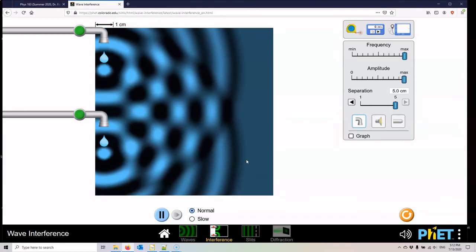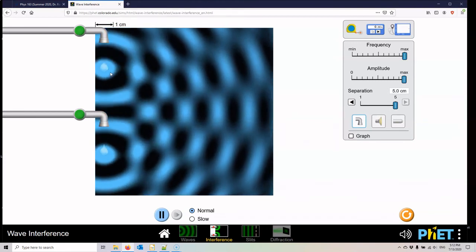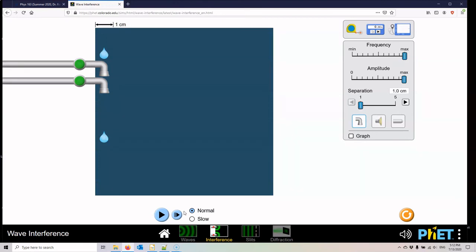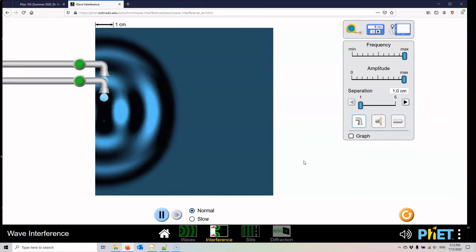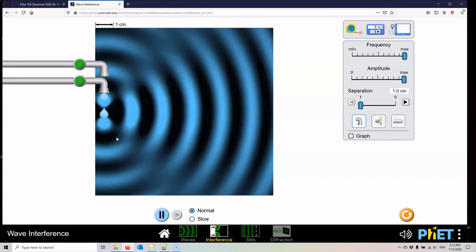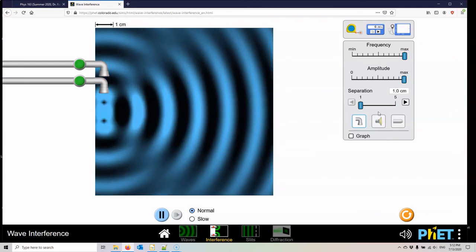So you can now see, moving really far apart, a lot more nodal lines. And that's just from the geometry. A bigger distance apart means it's easier to find points that have significant path length differences from one source to the other. Conversely, I can move them really close together, and then I'm getting this. Let's have a look. So I can just about see one nodal line here, one nodal line down here.